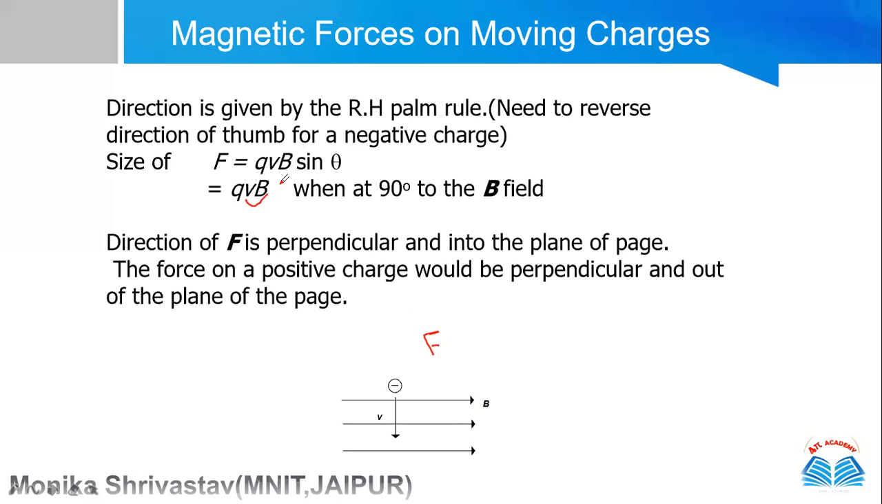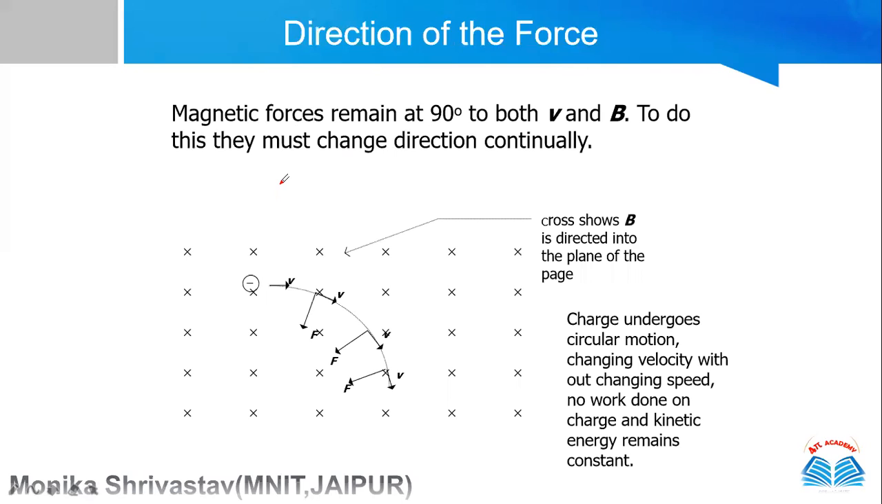You can see from this image only. Now, magnetic forces remain at 90 degrees to both V and B. To make a circle, the forces must change direction continuously. So, just look at this image. These crosses are the direction of the magnetic field. Cross means into the page or into the plane.